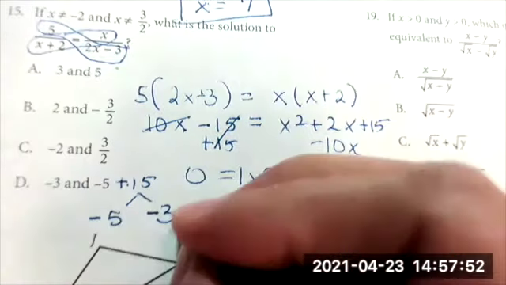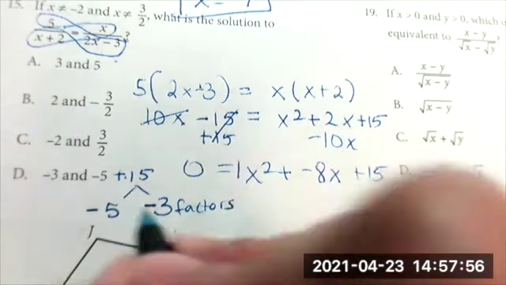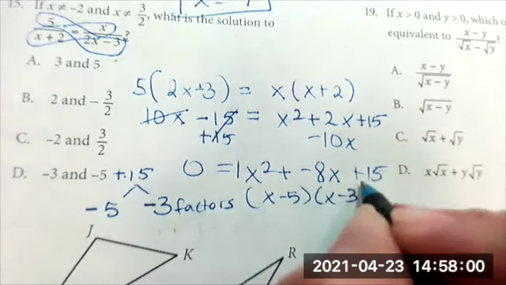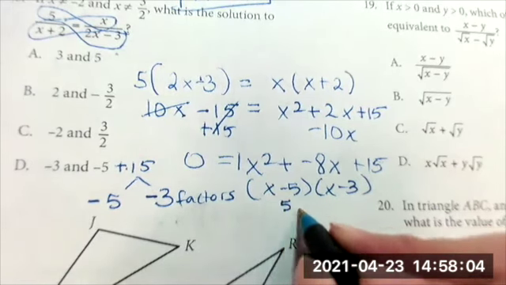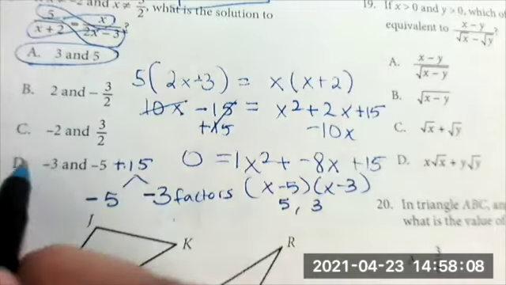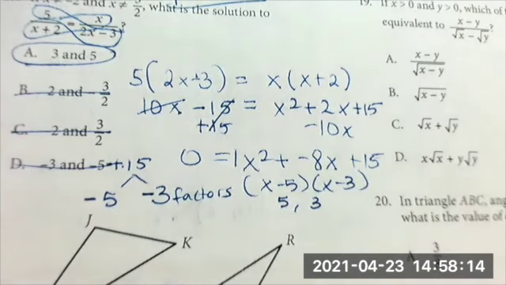These are your factors, guys. These are not your solutions. Don't forget that you have to still do this. So the solution is the opposite, which is 5 and 3. Don't get confused with that negative there, because I don't want you making those mistakes.